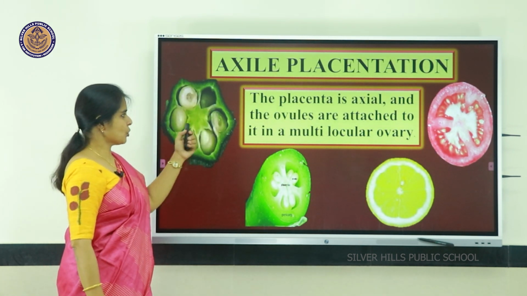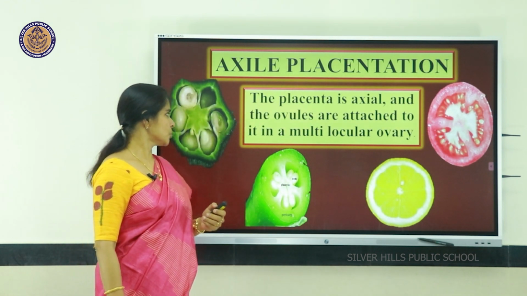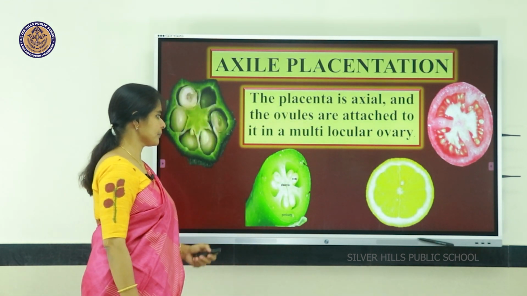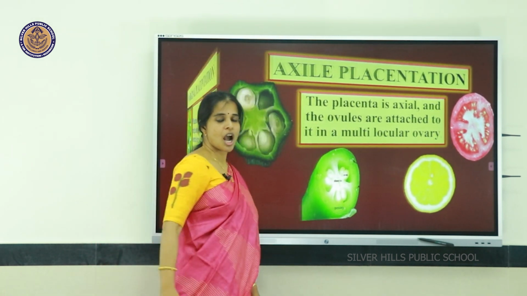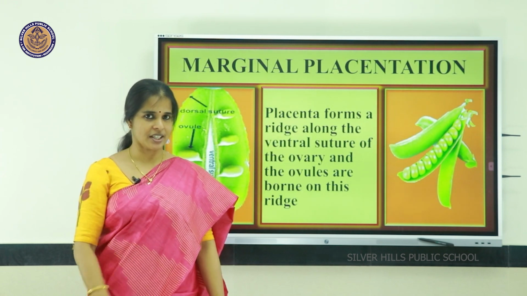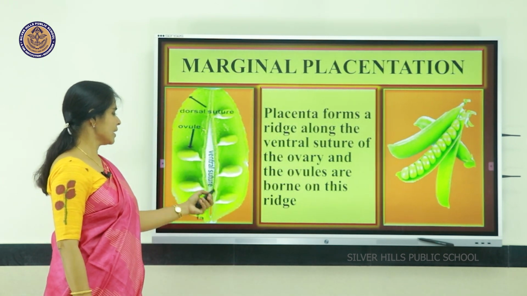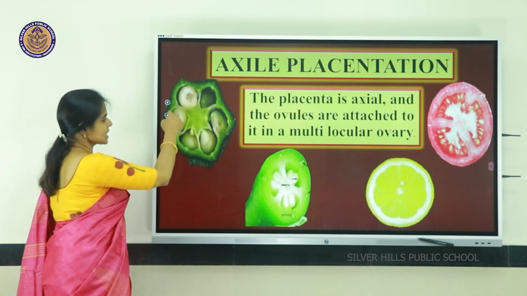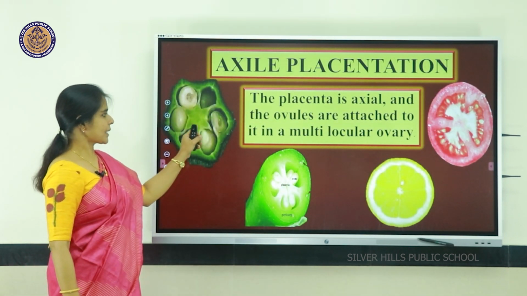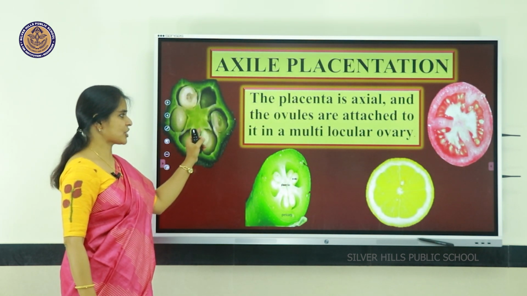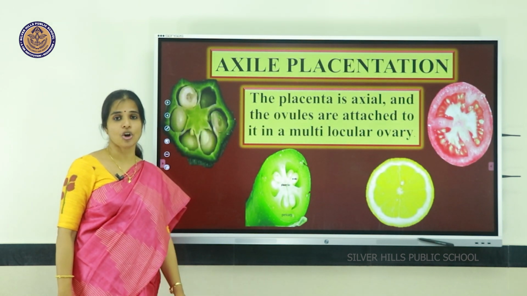Here the ovules are attached to it in a multilocular ovary. Lemon, orange, Mozambique, tomato, lady's finger. Lady's finger is the best example. How does it come about? That is, each ovule is present in a separate ovary chamber. The separate chamber formation we call a multilocular ovary.